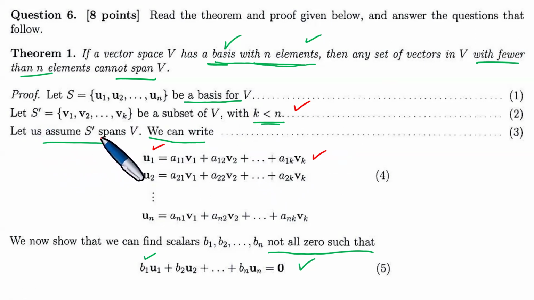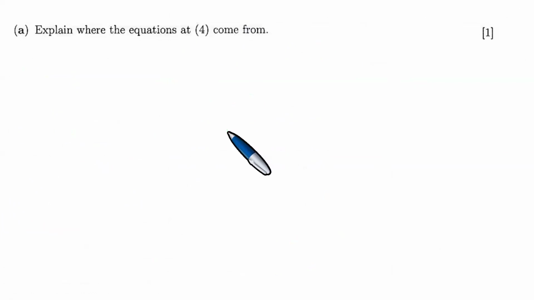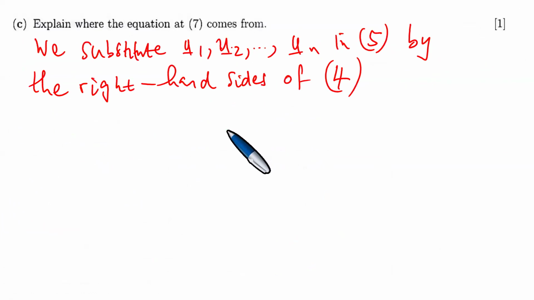So because this K is less than N, we know very well that for N vectors, we have a trivial solution. So obviously for K less than N, we would actually have a homogeneous system with K less than N equations. And because of that, it necessarily has non-trivial solutions.